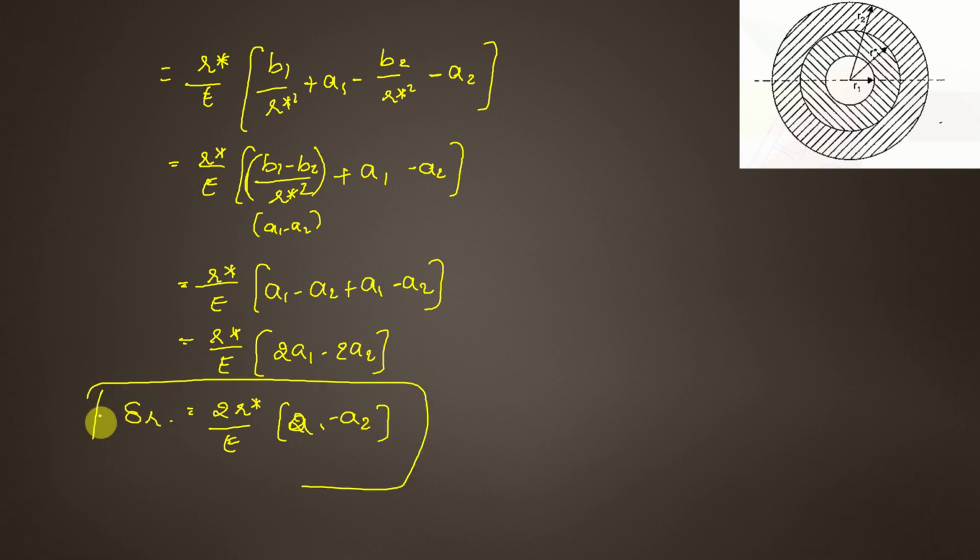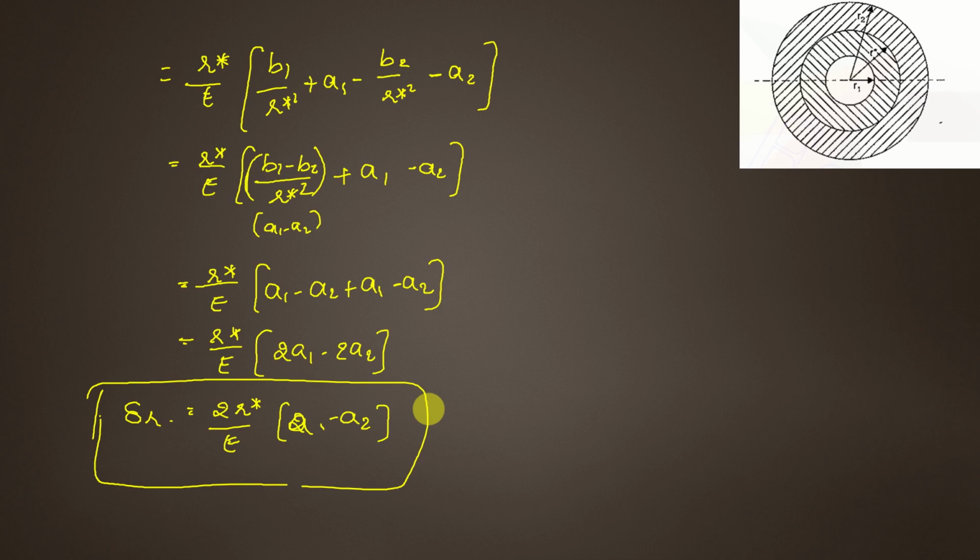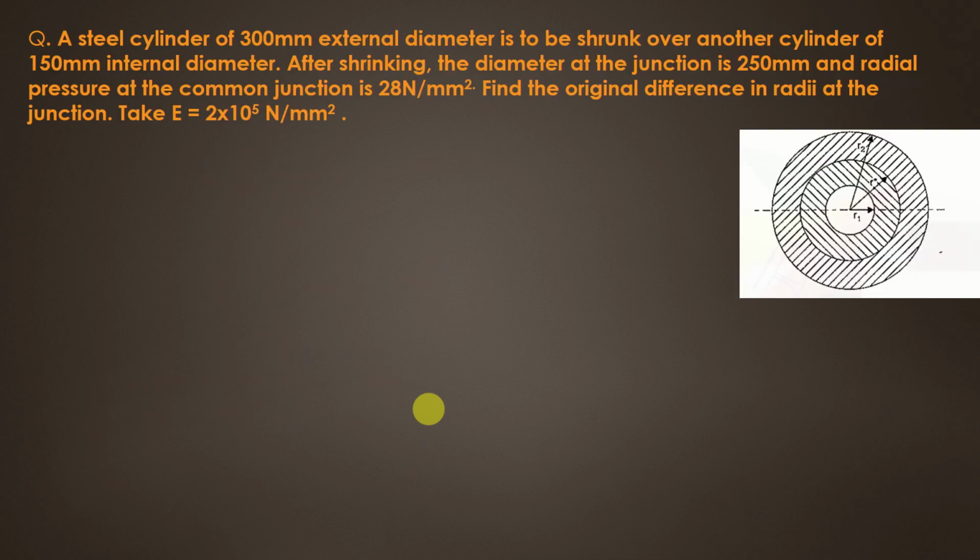We need to find A1 and A2 from the outer and inner Lame's equations by solving Lame's equations. I hope you have understood. It was given clearly, in a very detailed manner, step by step, in the notes. Please download it and see it. Okay. If you have understood, let us now go for a problem.